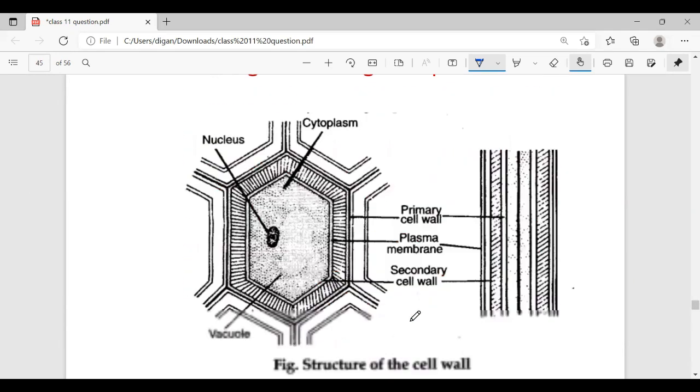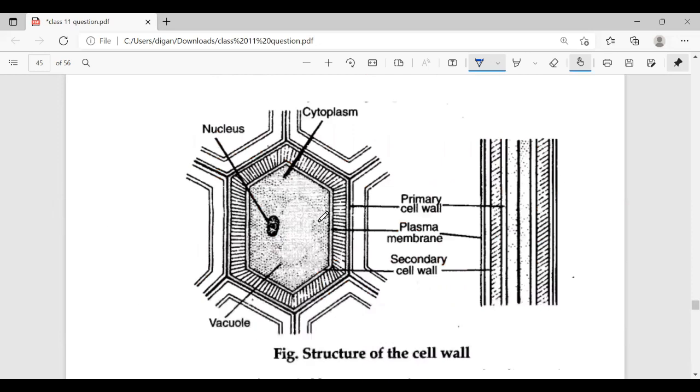Now go for the next question, and this is the structure of the cell wall. If a diagram is needed, then you just draw this portion of the diagram. You just know this portion, no need to draw this one. And if possible, draw both diagrams, but this portion is compulsory.